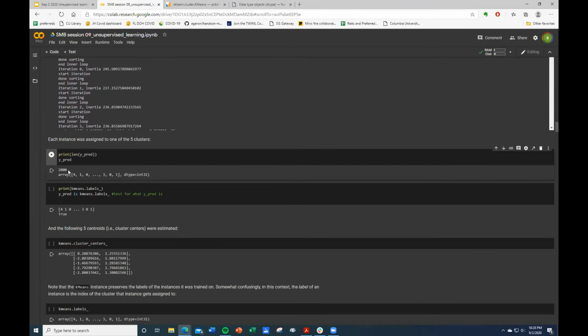Just to confirm, we had 2,000 different predictions, because we have 2,000 data points, and each of these data points belongs to a different cluster, as evidenced by this, and is 0 to 4 instead of 1 to 5. We can check the labels by the labels_ object, and we can see it's basically the same thing as this array for y_pred. And we'll test it to see if it's equivalent, and it comes out to be true.